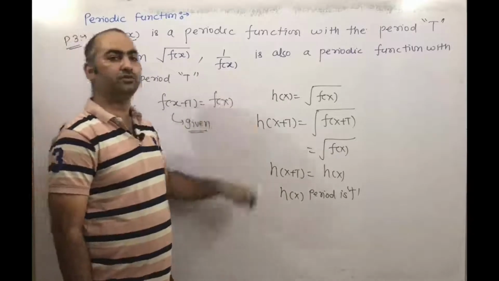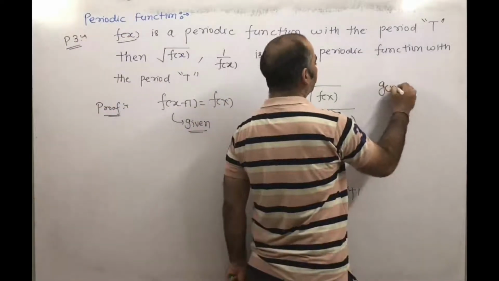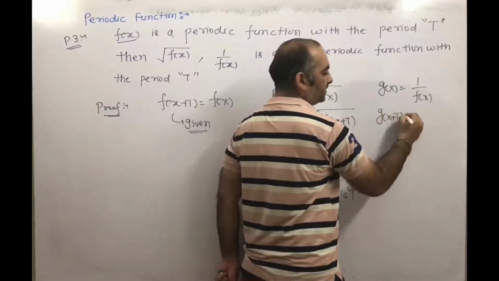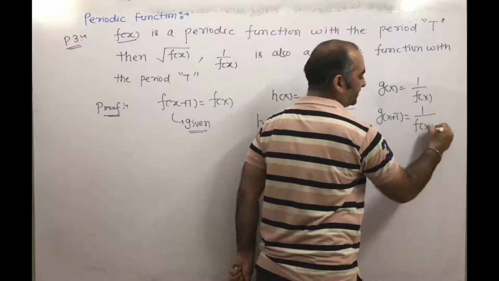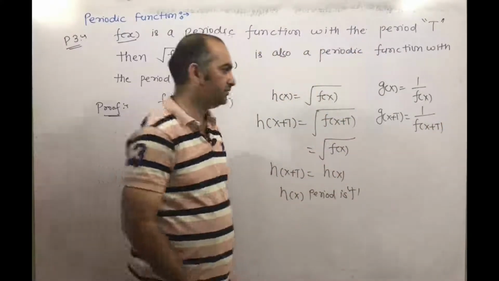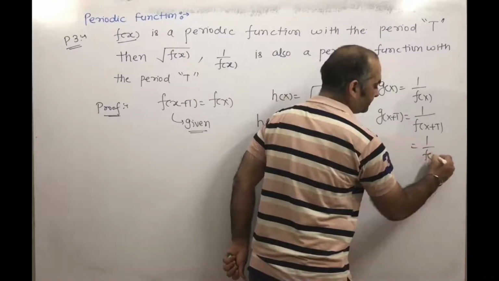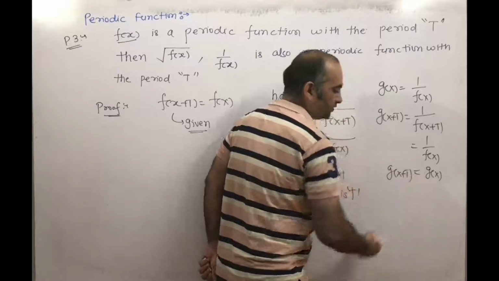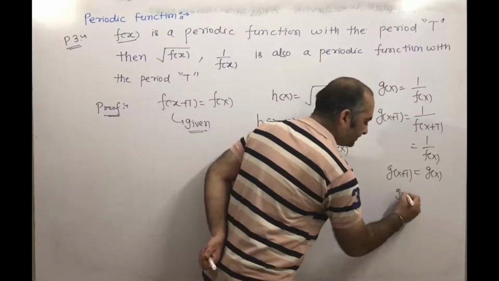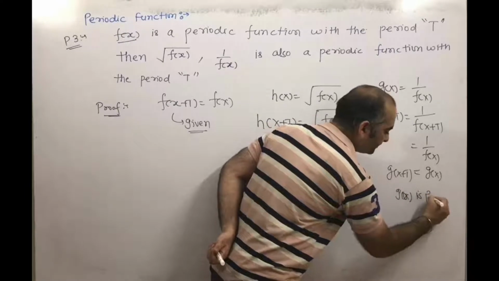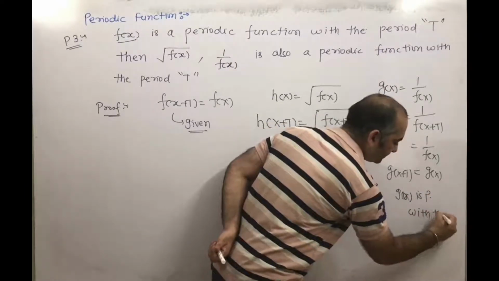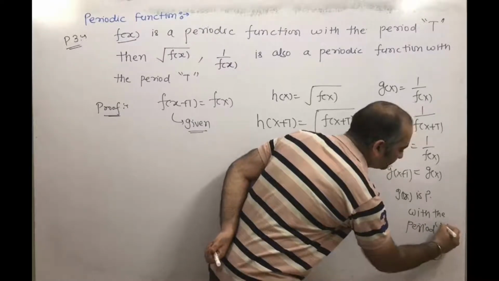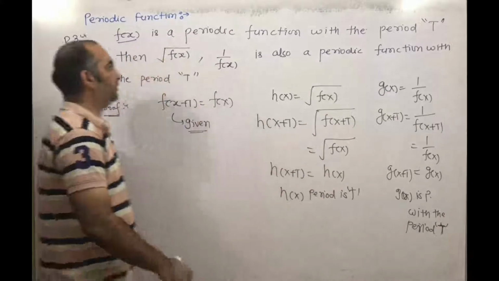Similarly, we have to check this one also. So here we are taking g of x, where g of x is 1 by f of x. So g of x plus t is 1 by f of x plus t. And f of x plus t is f of x. So this will be 1 by f of x. So this is g of x that will come. So g of x plus t equals g of x. So g of x is periodic with the period t. This will come with the period t. So this is point 3.